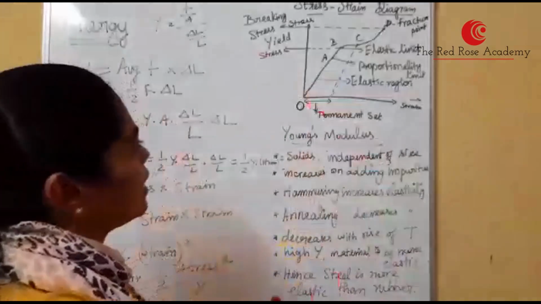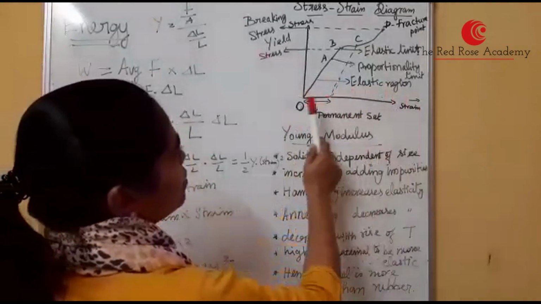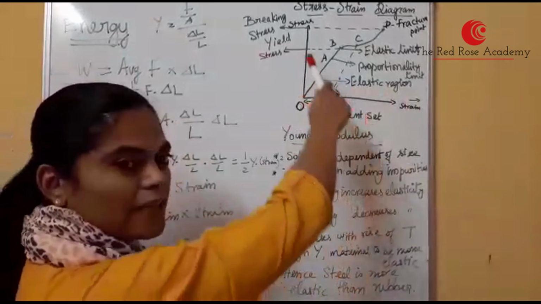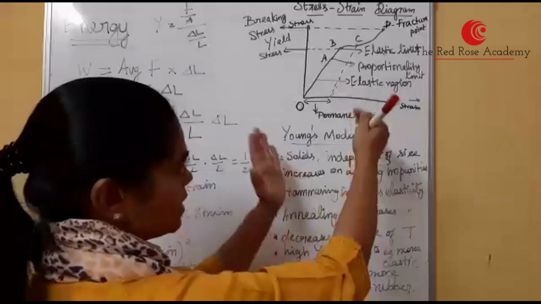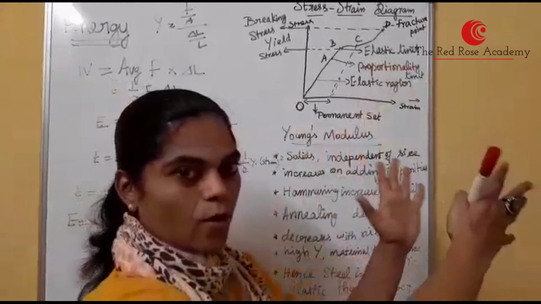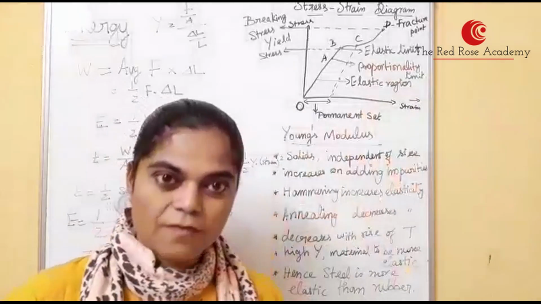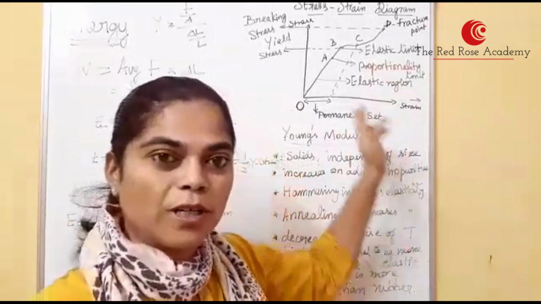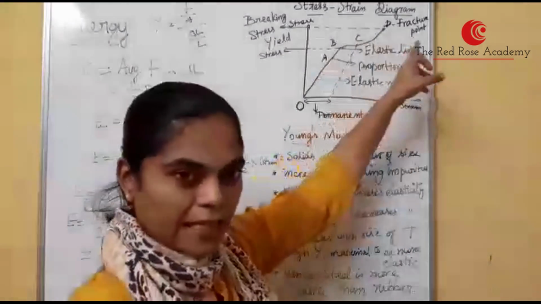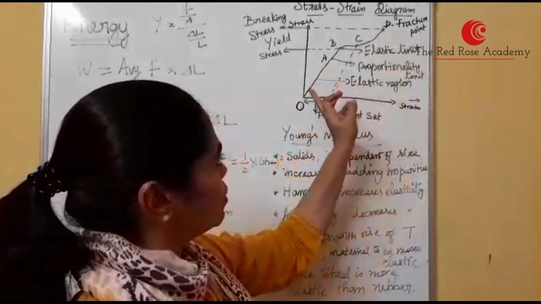So in this graph, we can see it is a graph of a metallic wire which is under some stress, or we are applying a stretching force. So then what happens to that particular wire? That is shown in this diagram. This is the graph which shows it.